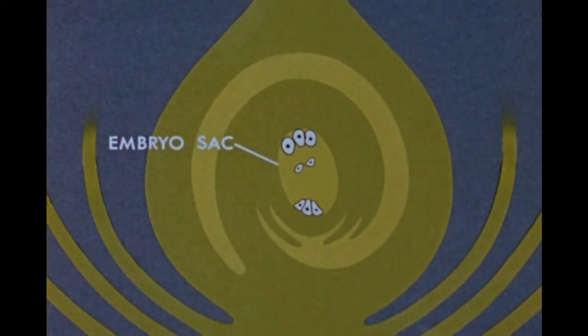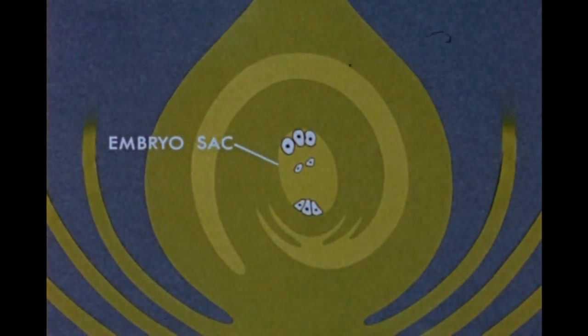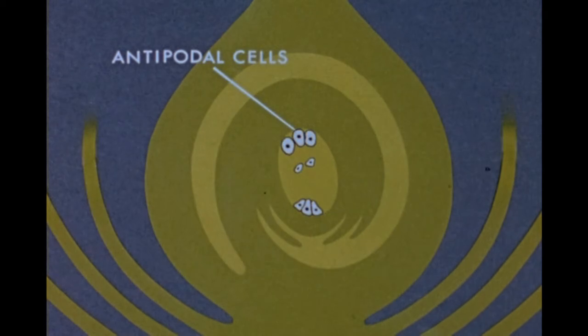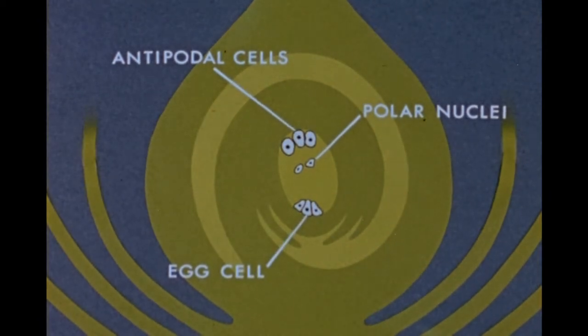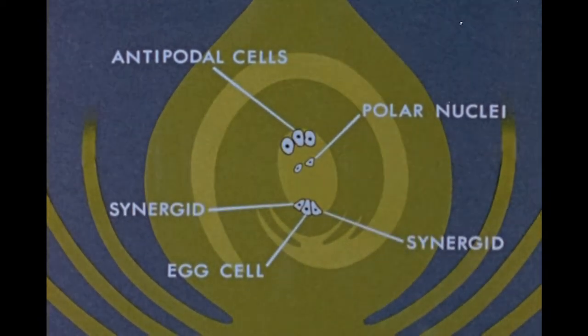Embedded in the ovule is the embryo sac, which contains antipodal cells, whose function is unknown, pollen nuclei, the egg cell, on either side of which are the synergids, which seem to function as nurse cells for the egg.